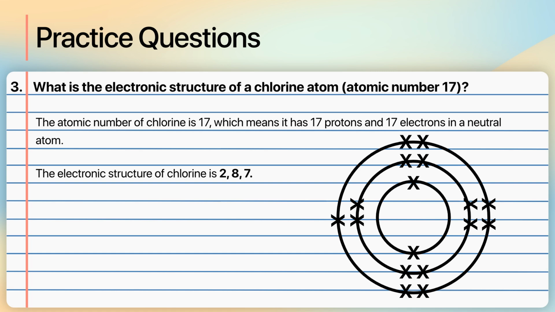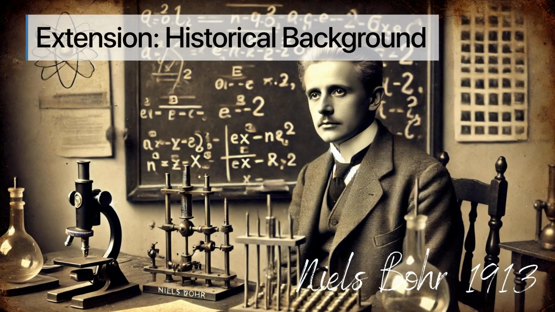By following these steps and using the atomic number to determine the number of electrons, we can easily find the electronic structure of any element. Well done! Now, let's look at some of the history behind this lesson as an extension task.